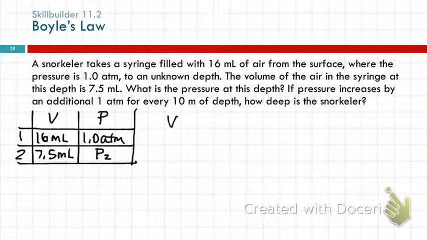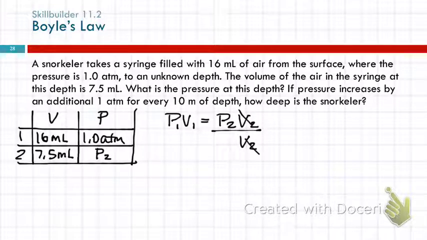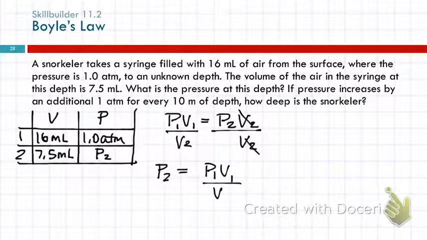So Boyle's law, well, let's do it the same way every time. P1 V1 equals P2 V2. I need to rearrange this equation to get P2 all by itself, because that's the variable here that I need to find. So I'm going to divide by V2, so the V2's cancel out, and I have to divide the other side by V2. So P2 is equal to P1 V1 over V2.